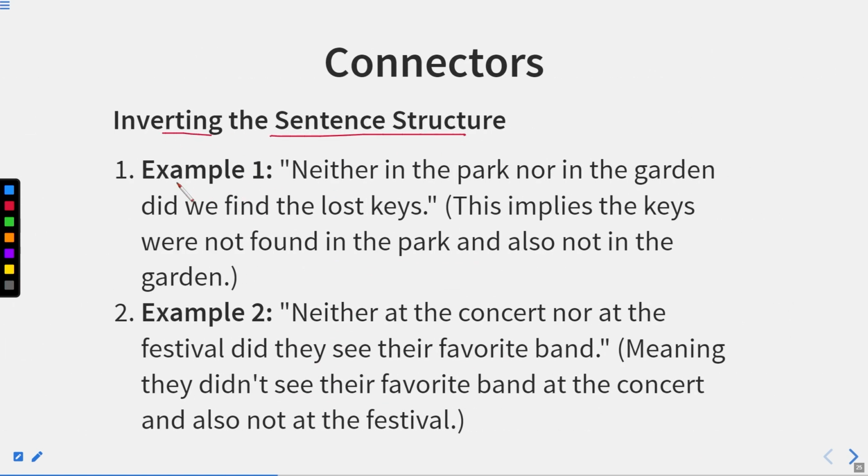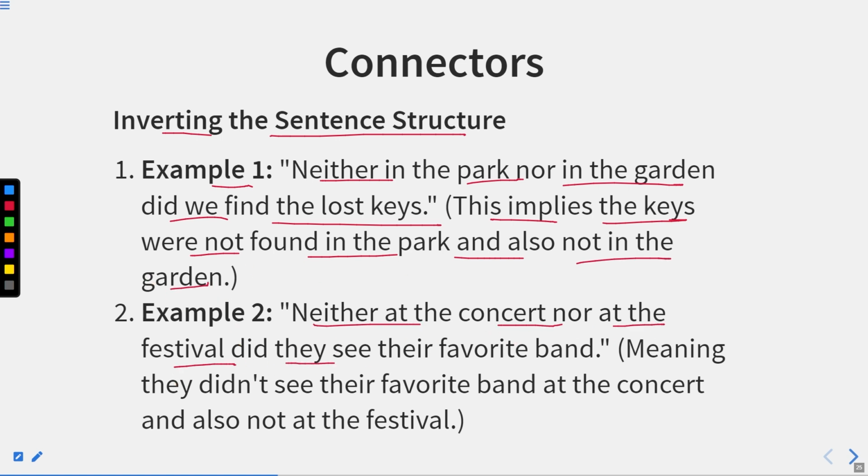Inverting the sentence structure, example 1. Neither in the park nor in the garden did we find the lost keys. This implies the keys were not found in the park and also not in the garden. Neither at the concert nor at the festival did they see their favorite band, meaning they didn't see their favorite band at the concert and also not at the festival.